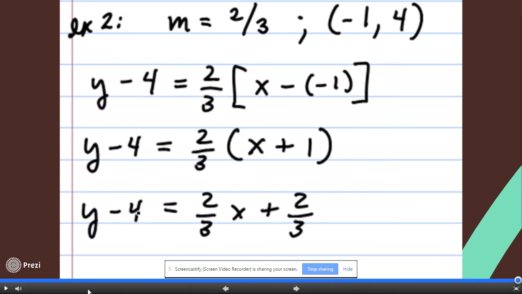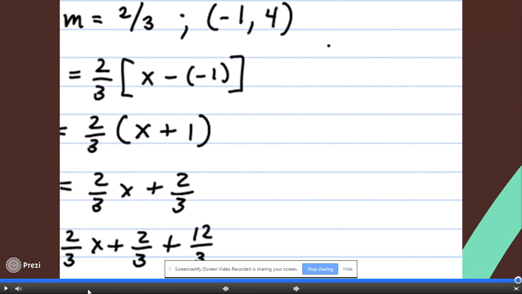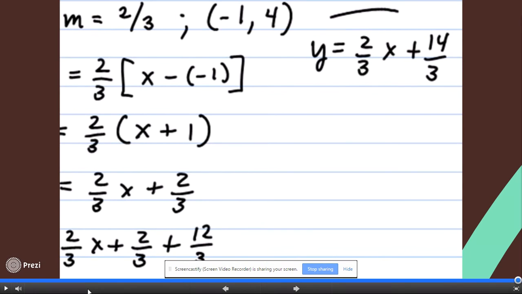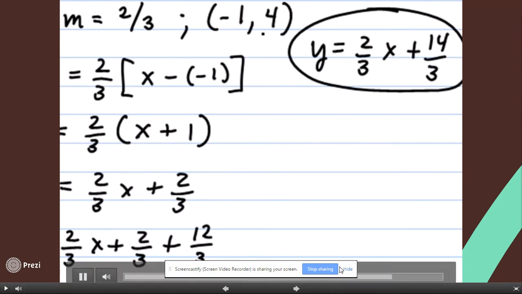The next step is to add 4 to both sides, recognizing that I will need a common denominator of 3. Instead of adding 4, I will add 12/3, which really is 4. Simplifying this, I get y equals 2/3 x plus 14/3. It should be the equation of a line having a slope of 2/3 and passing through the point negative 1, 4.